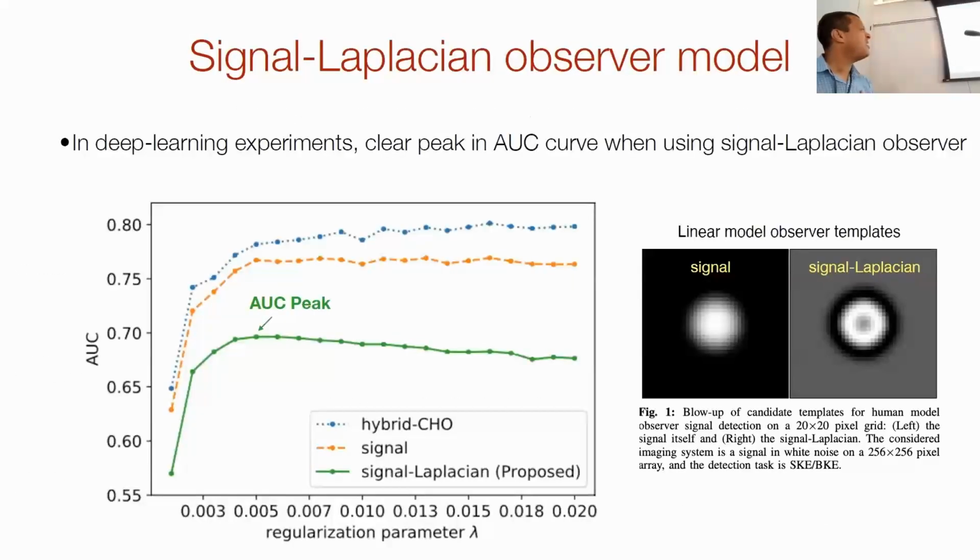All right, so now let's try this back on our CNN image reconstruction. So here what I'm showing is in the blue curve is the previous ideal observer. The orange curve is just using the signal as our Hotelling template, and the green curve is using the signal-Laplacian. And you can see that using the signal-Laplacian actually gives you a peak at a value of lambda. It doesn't tell you to keep increasing the lambda. So this is an encouraging piece of evidence that maybe this is useful for human observer performance.